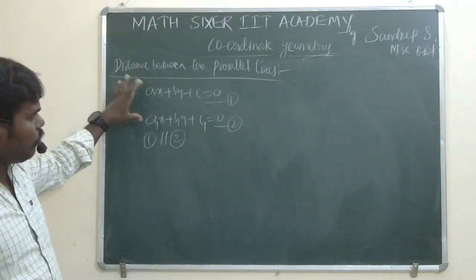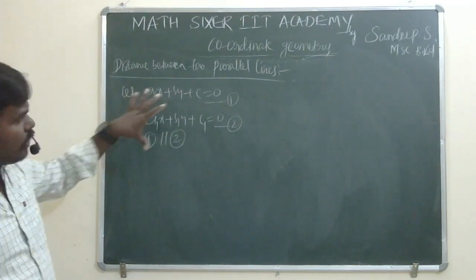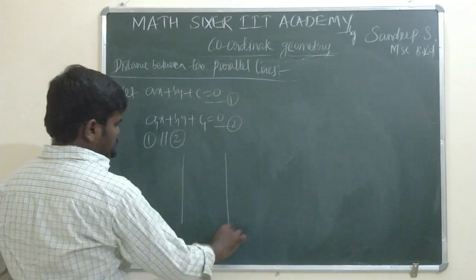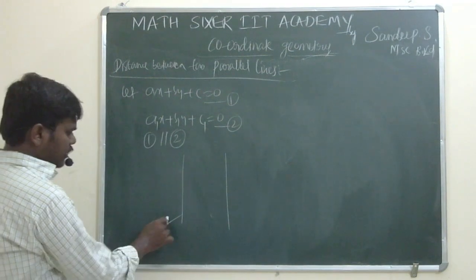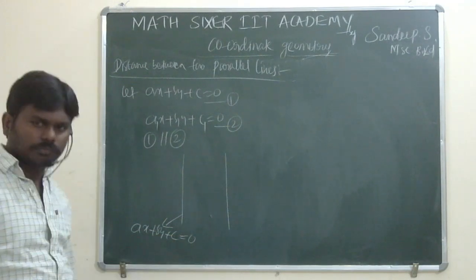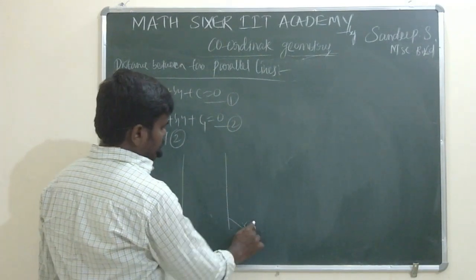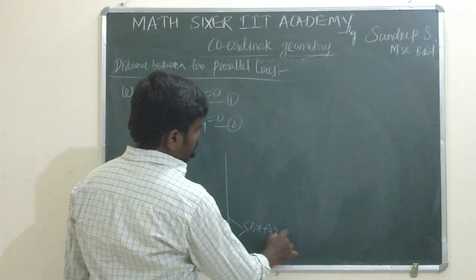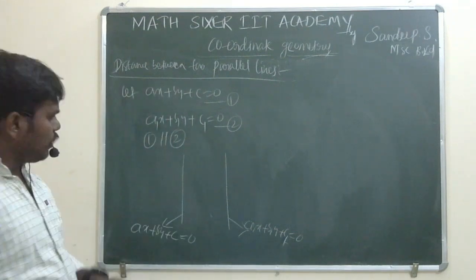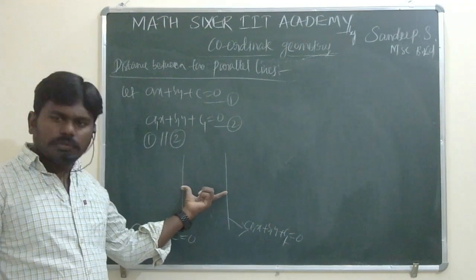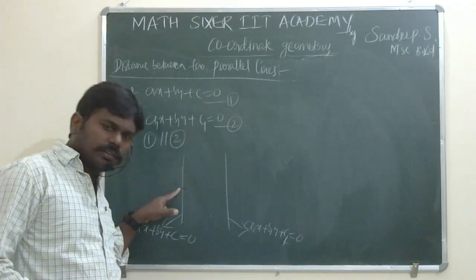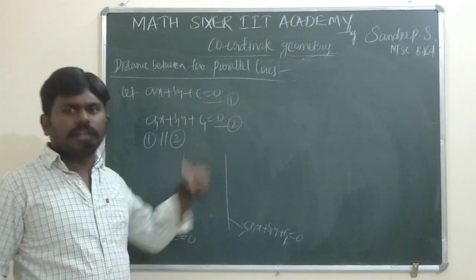Okay, so now how can we find the distance between the parallel lines? Actually, what is the distance between the parallel lines? Suppose these are the two straight lines, and this straight line is representing ax plus by plus c is equal to 0. Okay, so now this line is representing a1x plus b1y plus c1 is equal to 0, whatever it may be. Okay, so now the distance between two parallel lines means the perpendicular distance from a point on the straight line to a point on the other straight line.